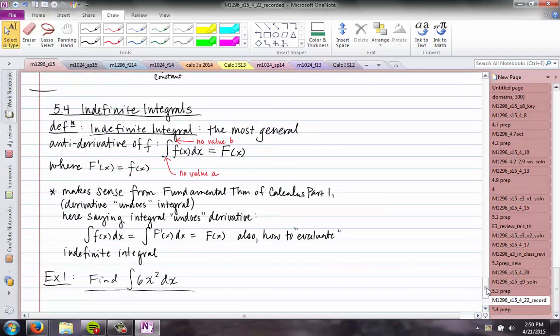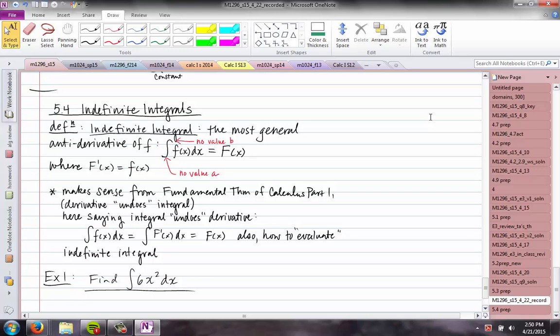Our next topic is 5.4, indefinite integrals. What we were just talking about in 5.3 were definite integrals. So now we're going to learn what indefinite is. The indefinite integral is the most general antiderivative of f. So the punchline here is that the indefinite integral is just the most general antiderivative, big F of x.